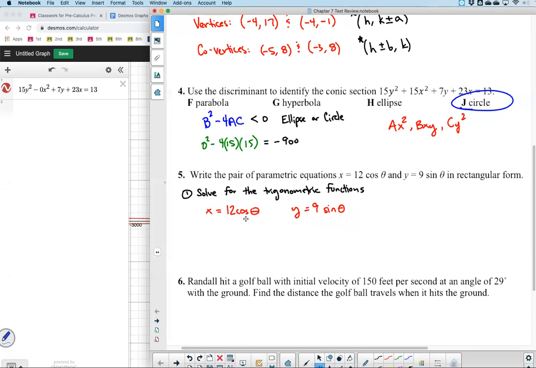Well, this 12 is multiplying. What's the opposite of multiplication? Division. And over here, that was kind of an ugly deal right there. Let me clean that up a little bit. There we go. And so we find out that cosine is equal to x over 12. Sine is equal to y over 9. Step 2, when you're dealing with trigonometric functions, is you substitute into the Pythagorean identity.